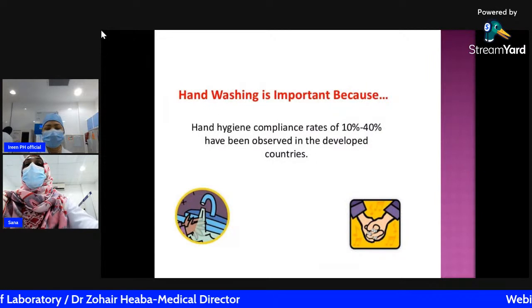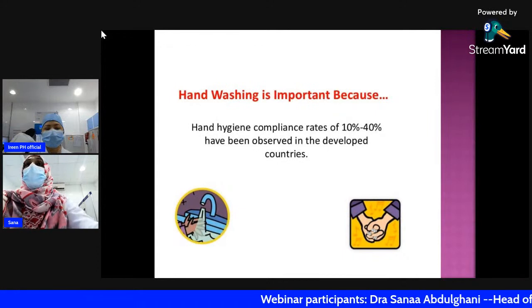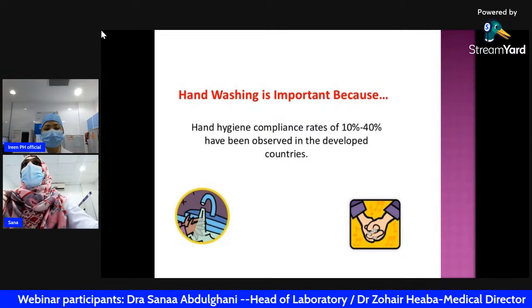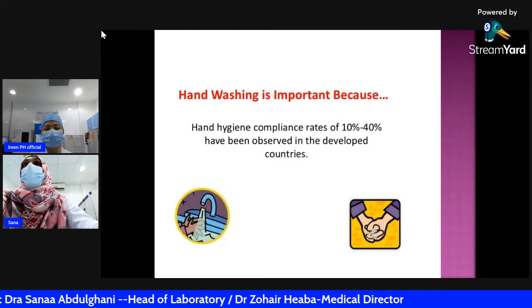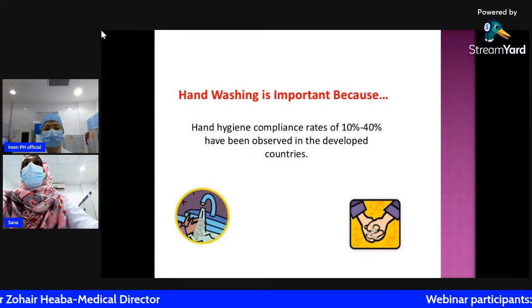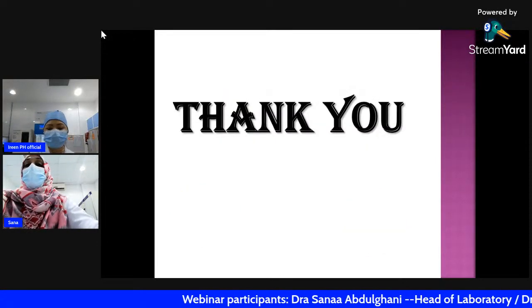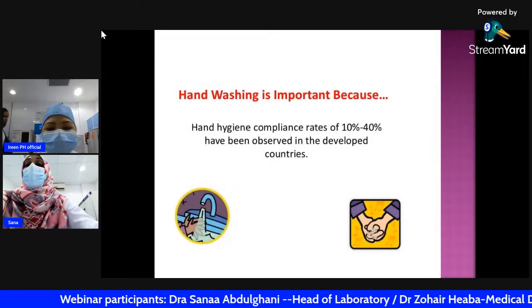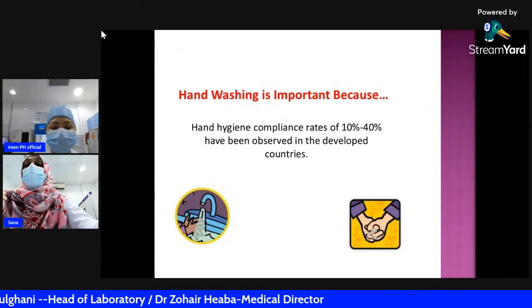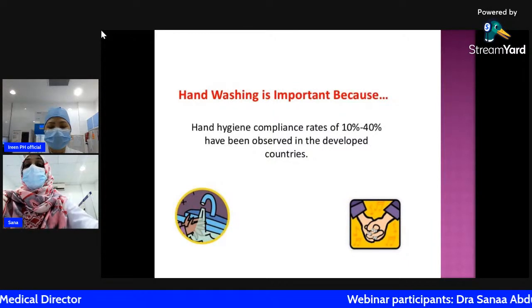Hand washing is also important, before and after the microbiology practice. Hand washing is very important because a hand hygiene compliance rate of only 10 to 40% has been observed in developed countries, and it minimizes infection. If infection is minimized, we also minimize the use of antibiotics.